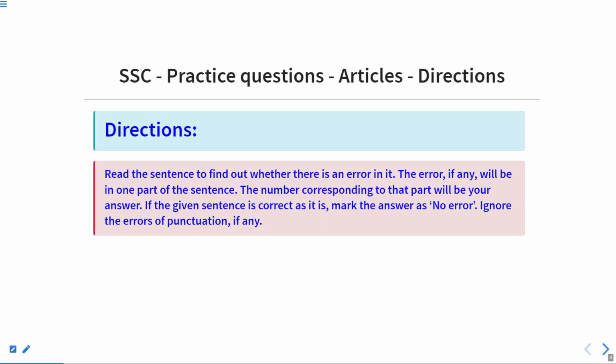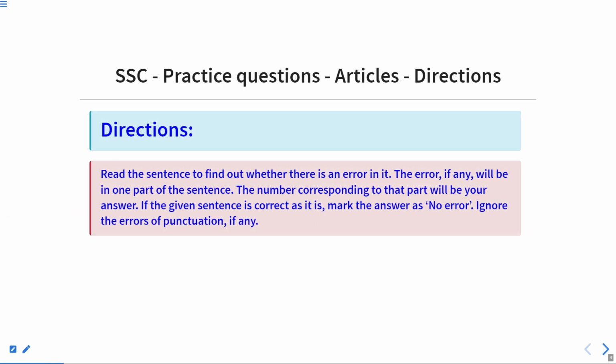Okay, so first of all, let us discuss the directions which are given to solve these questions. First, we need to read the sentence to find out whether there is an error in it. It means these are spotting errors based on the chapter of articles. The error, if any, will be in one part of the sentence. It means the sentence will be divided into some parts and only one part will contain the error. The number corresponding to that part will be your answer.